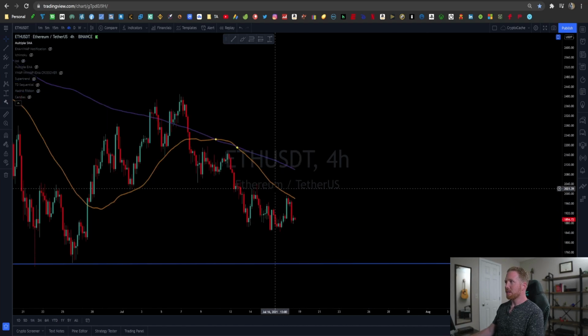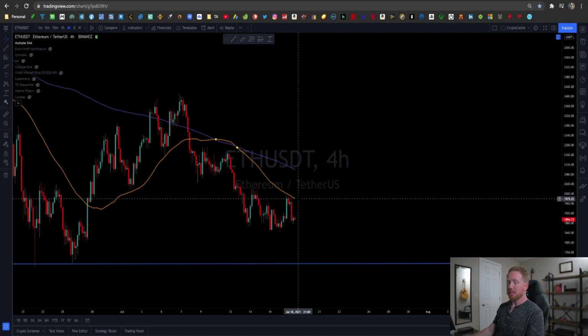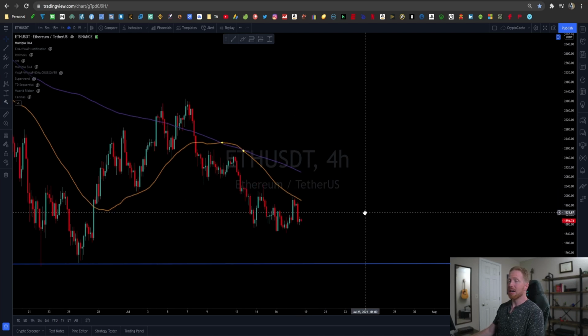Now bear in mind the price is getting rejected by the 50 as well, and the 200. So at this point in time, we still have some room for growth. There's a strong chance the price will test the 50-day moving average soon. So be on the lookout for that and see how it responds.